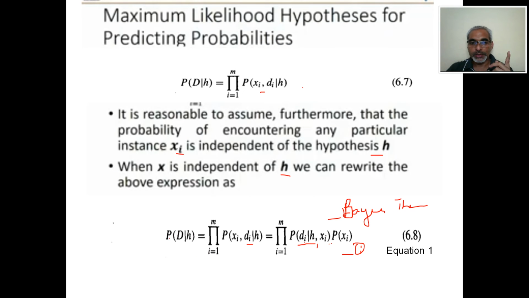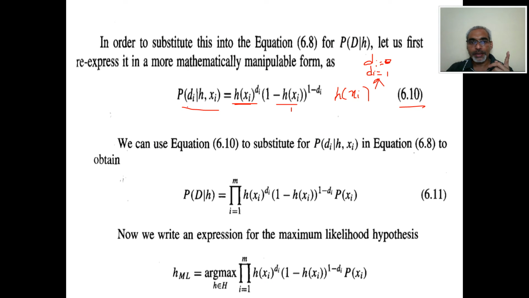Now you see here, probability of D given h is equal to summation of i equal to 1 to m, probability of di given h comma xi. Now this entire term we have rewritten. Now we are going to substitute that here. So product of i equal to 1 to m, h of xi to the power of di multiplied with 1 minus h of xi to the power of 1 minus di multiplied with p of xi. Clear? So we took that equation and this entire term probability we have substituted here, right?